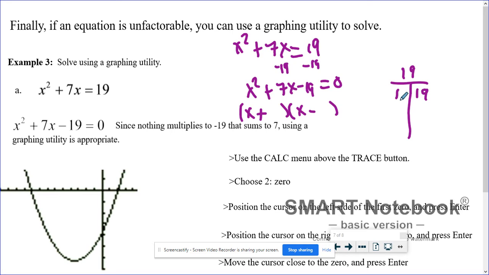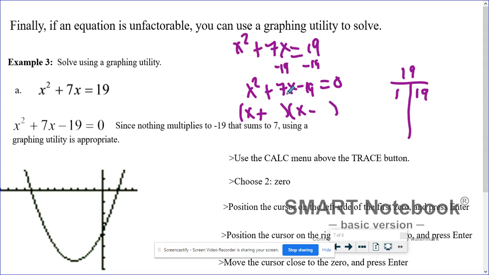So making one of them positive, one of them negative. If I make the 19 negative, I add it with 1, I get negative 18. If I make the 1 negative, I add it to 19, I get positive 18. So that's the only middle number you can get, negative 18 or positive 18. 7 is not going to work. So this is not factorable, so you cannot solve this one the way that we learned in part 2.